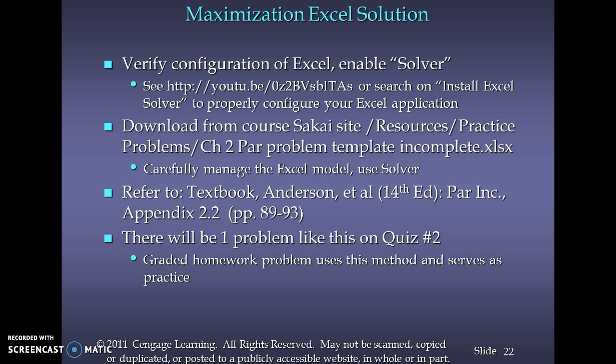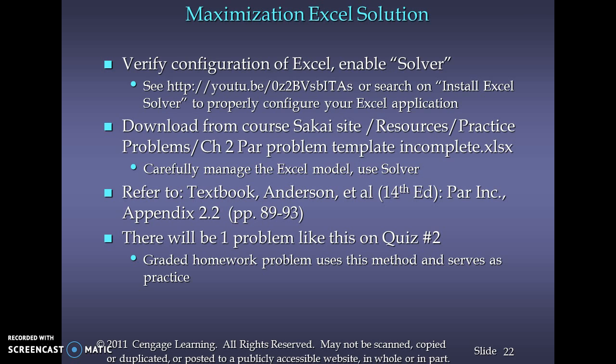All right, second bullet: download from the course Canvas site, forgive me, not Sakai, there's a module 2 or week 2 modules. There is a file there called Chapter 2 PAR, CH2 PAR problem template incomplete, an Excel file. As we work through this, you need to carefully manage the Excel model because I've got it all set up for you. And if you get confused or tap some keys you shouldn't have or the like, I would suggest, for purposes of the tests and so on, or your practice work, that you just download the file fresh and start from scratch.